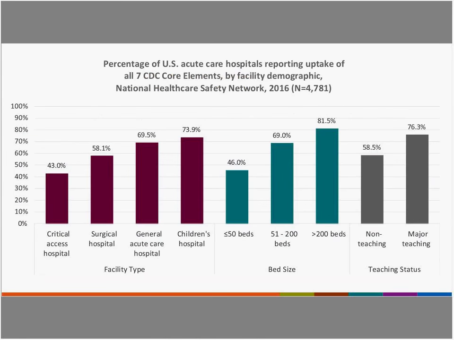There continue to be some pretty significant differences in implementation of the core elements among different types of hospitals. And in particular, you can see that smaller hospitals, less than 50 beds, and the smallest hospitals, the critical access hospitals, which are less than 25 beds, really do lag very far behind the larger hospitals. In fact, that difference is really quite striking. So hospitals less than 50 beds are at 46% that have implemented all of the core elements, versus 82% of hospitals greater than 200 beds.